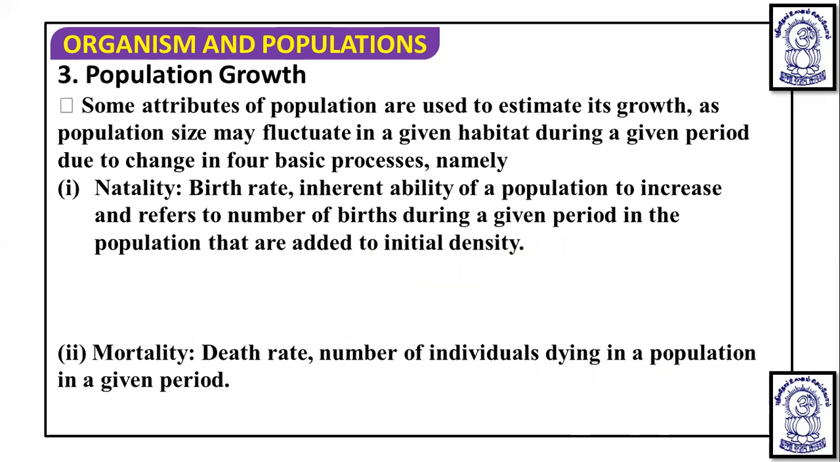Now, after this, we are going to take another attribute of the population, that is population growth. When we are talking about population growth, some attributes of the population are used to estimate its growth. Population size may fluctuate in a given habitat during a given period due to change in four basic processes. So there may be an increase or decrease in the size of the population in a given period due to change in the following processes, and the first process is natality.